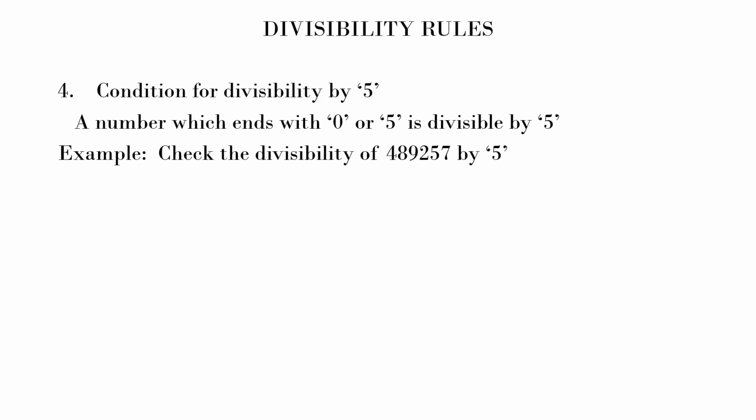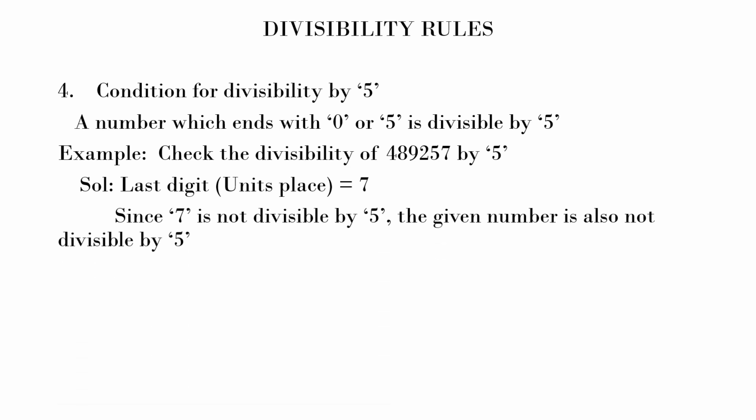Now let us check. 4,89,257, is it divisible by 5 or not? Let us check. The units place is 7. As 7 is not divisible by 5, that number 4,89,257 is also not divisible by 5. So that is how we can say the condition for divisibility by 5. Next, the condition for divisibility by 6.